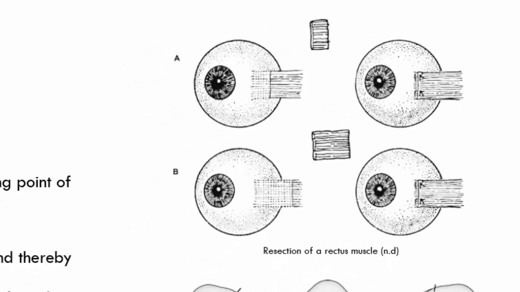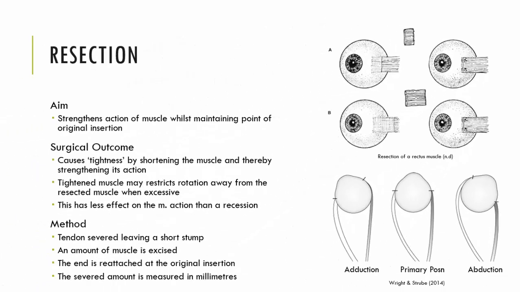Now, just as we said in the recession, if you do excessive amounts of recession, you can end up with a limitation of eye movement. The same can happen with the resection if you tighten the extraocular muscle too much. The difference with the resection is that if you tighten a muscle too much, the limitation of eye movement that you'll see won't be in the direction of that extraocular muscle's action, but in the opposite direction. So if we use this example of the lateral rectus resection, if we have a tightening that's gone too far, what we'll see is a limitation on adduction.